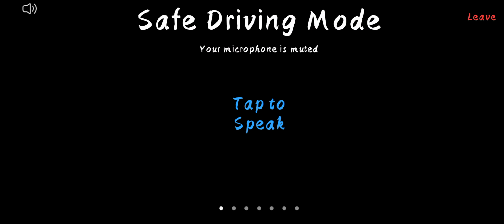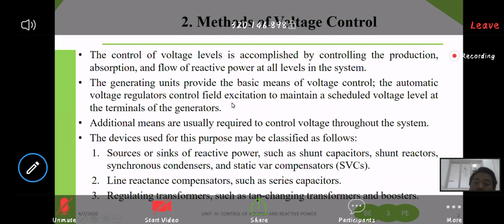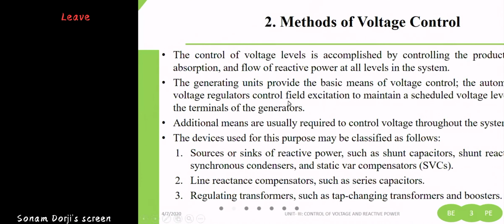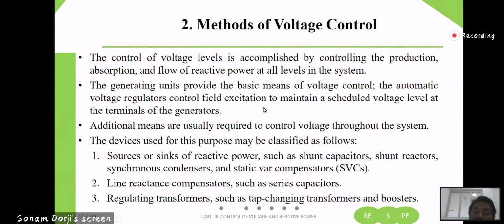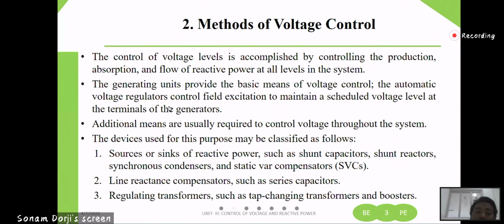I have already explained that the generating unit, or synchronous generator, is normally provided with an AVR, automatic voltage regulator, to control the voltage. How? It will control the field excitation to maintain it at the scheduled level, because if it is overexcited, the synchronous generator will produce reactive power, and if it is under-excited, then it will absorb reactive power. That's why it is provided with the AVR system.